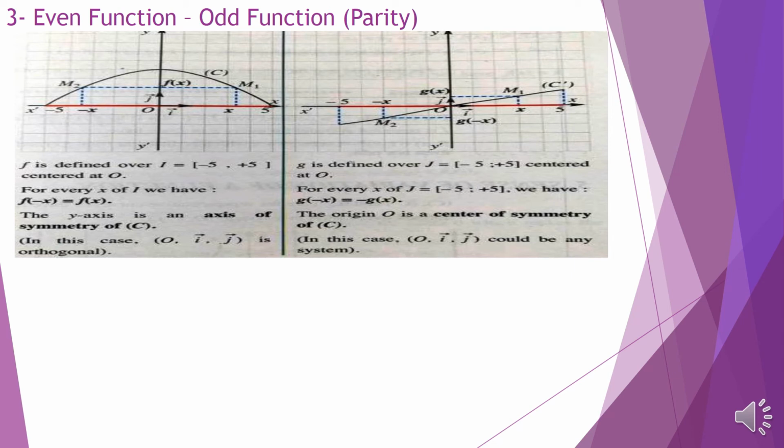G is defined over J centered at O، مثل ما شايفين كمان الجي هون J minus 5 5. إذا G of minus x، لاحظوا هون G of minus x equal minus G of x، بينما هون كان equal f of x مش minus f of x. Then in the odd function the origin: هونيك كان عندي y axis هو axis of symmetry، بينما هون origin هو center of symmetry، يعني هون عندي center of symmetry point، هونيك كان عندي axis of symmetry straight line.